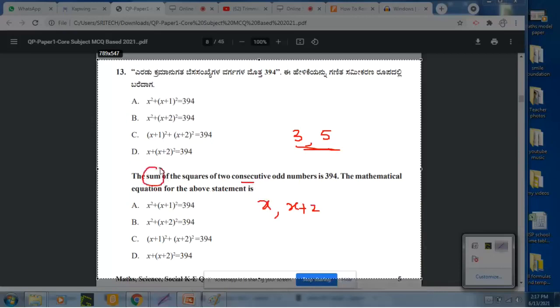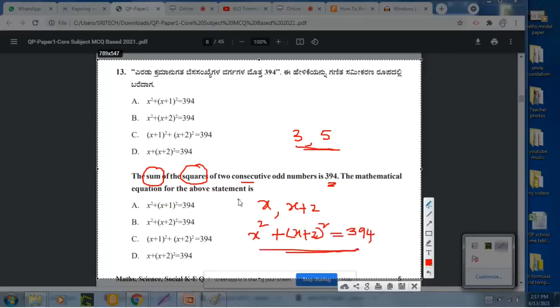The condition is sum of the squares of the two consecutive odd numbers is 394. Squares means I am just writing x square and x plus 2 whole square. Sum in mathematics is represented with plus, is equal to 394. So the mathematical representation for above statement is x square plus x plus 2 whole square is equal to 394. Let us see which is the correct option. X square plus x plus 1, this is not the odd number. X square plus x plus 2 whole square is equal to 394, correct. Other two are also not correct. Correct option for this question is B.